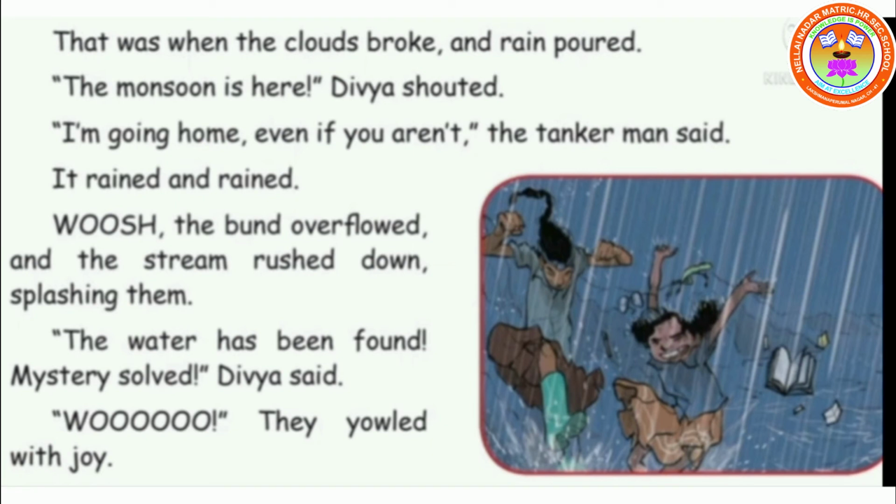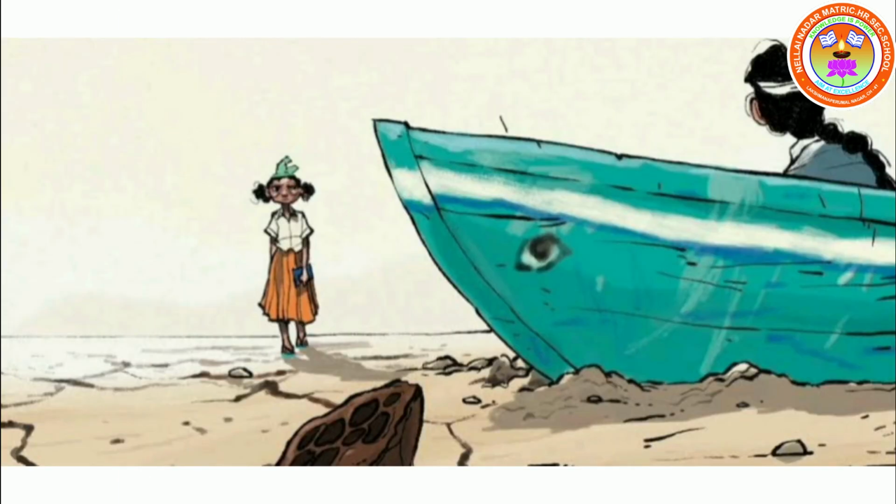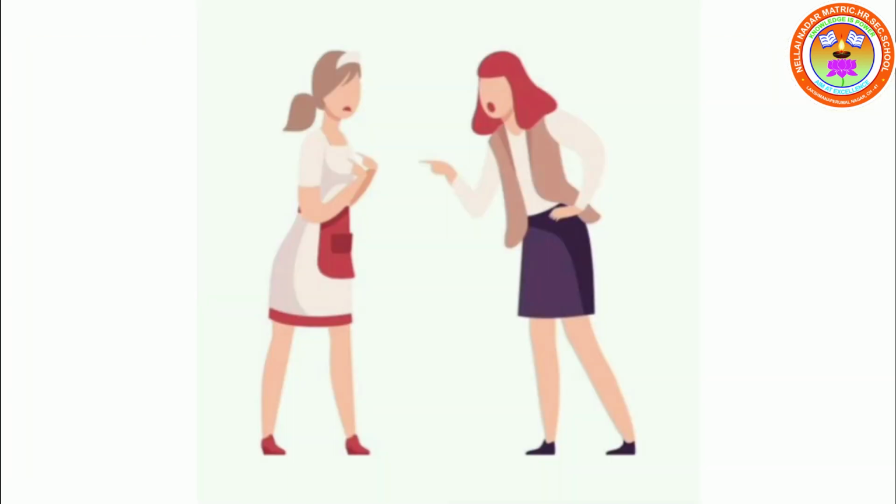They yelled with joy. Children, now we are going to see an explanation of the story. Okay, children? Divya sat in a boat along with her friend. She was very tired. Then Divya said to her friend, "Manju's parents also left the village because of that no water. They went to the city where they have water. Maybe we should all go." Rani said, "You go. No one asked you to be here."